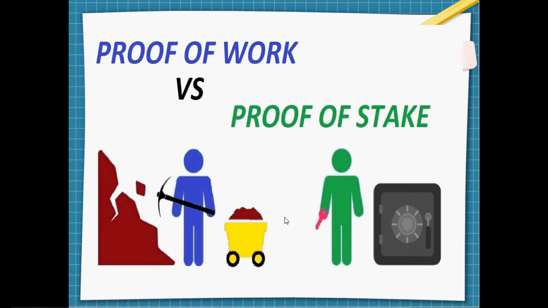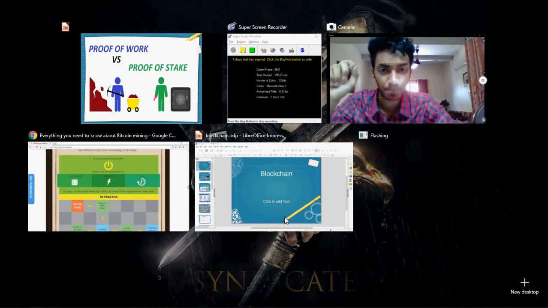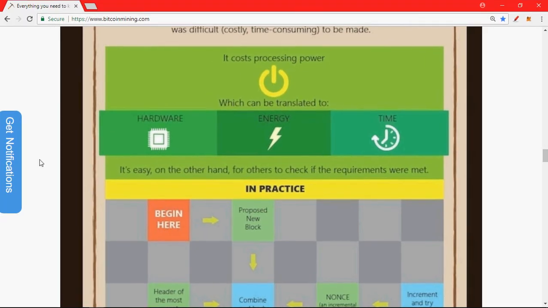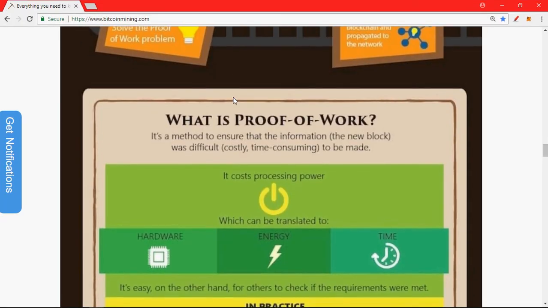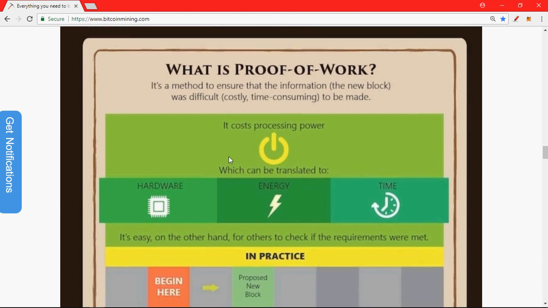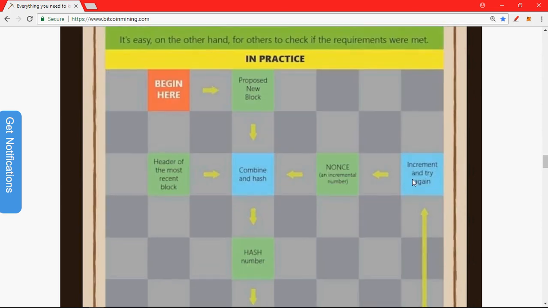As we can see here, it's written proof of work, and it consumes a lot of energy and requires hardware and a lot of time too. So we begin from here. We propose a new block, combine and hash, and we attach the header of the most recent block to it.